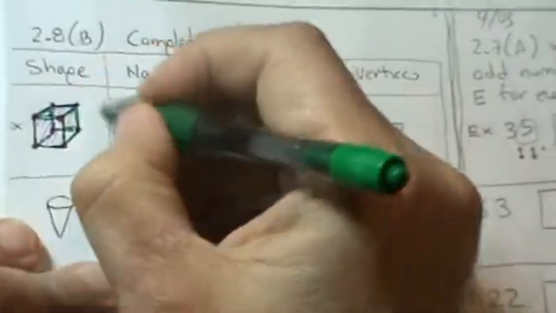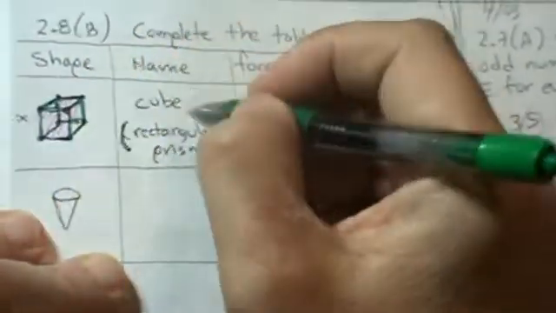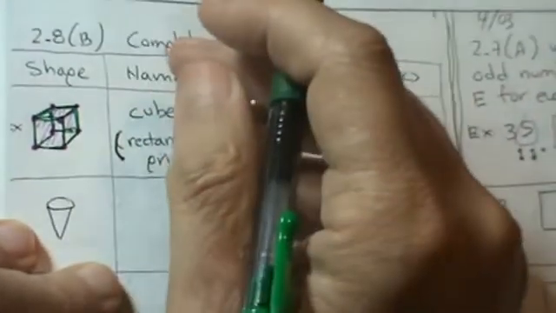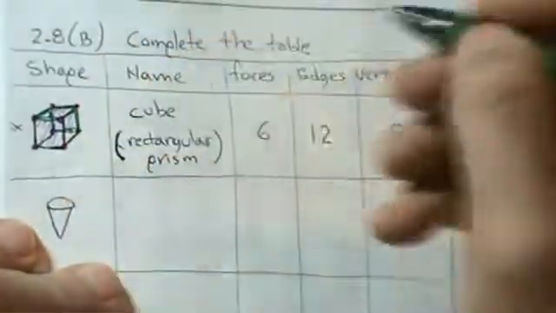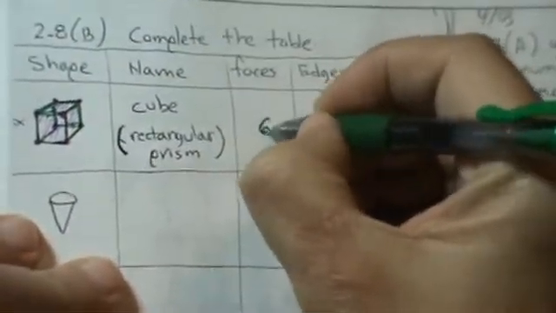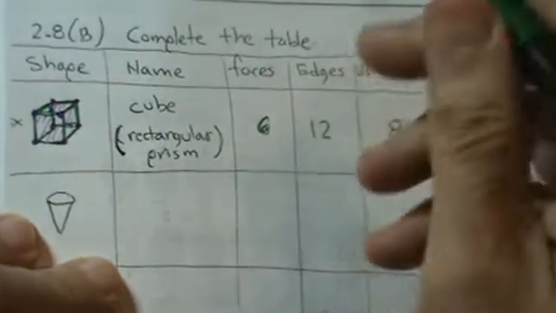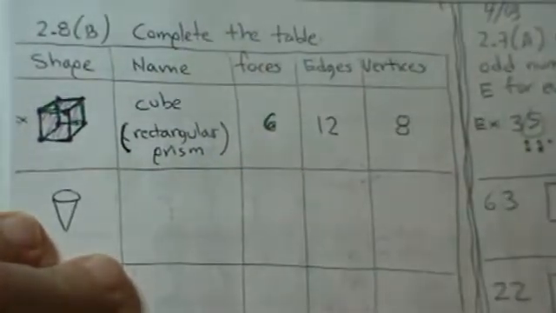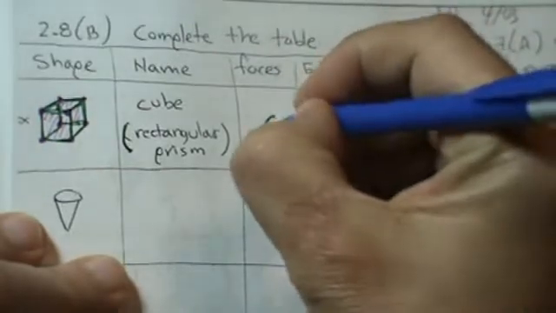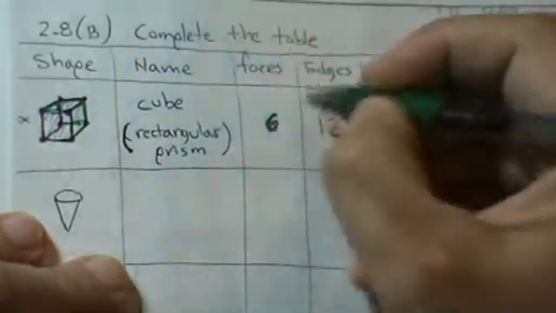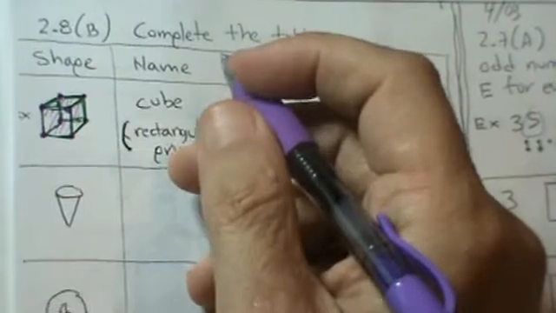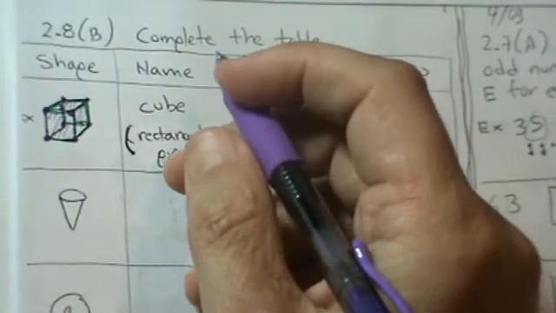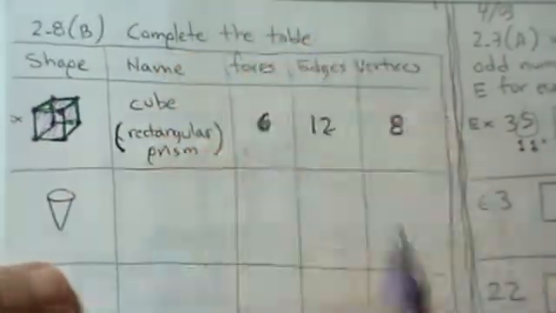And faces: I have all the 4 faces around is 4. And the top and the bottom is 5 and 6. So I have 6 faces. I'm going to do the faces with black. 6 faces, 12 edges, and 8 vertices. And the name of the shape is cube. Remember that the cube is a special kind of rectangular prism. Okay? Now the next one.